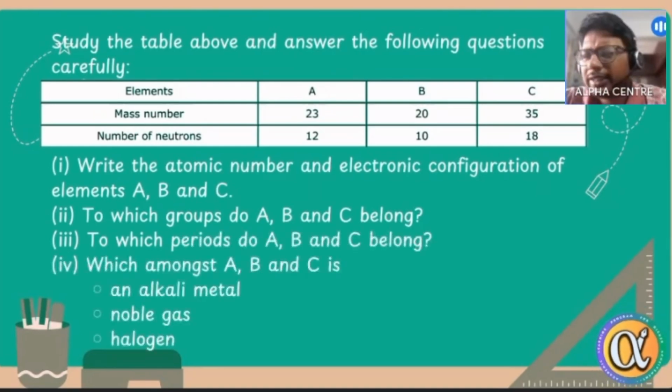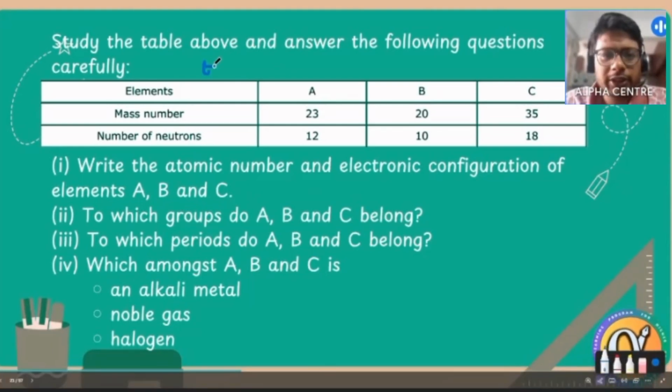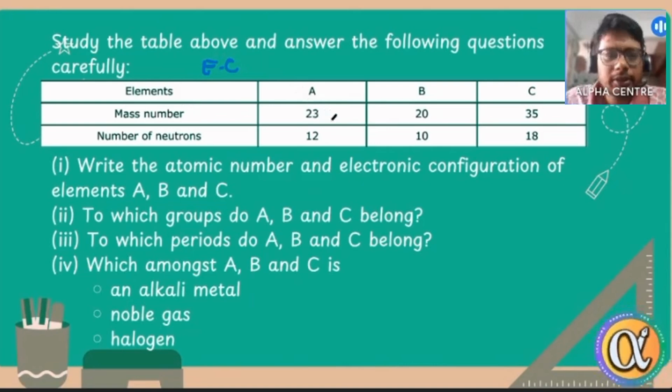Okay, this is a bit of a recap of last year, so let's just try it out. Write the atomic number and the electronic configuration of elements A, B, and C. We'll write the electronic configuration right above the element. Mass number is 23 and the number of neutrons is 12. So I think first we need to find the number of protons. How many protons are there in element A?